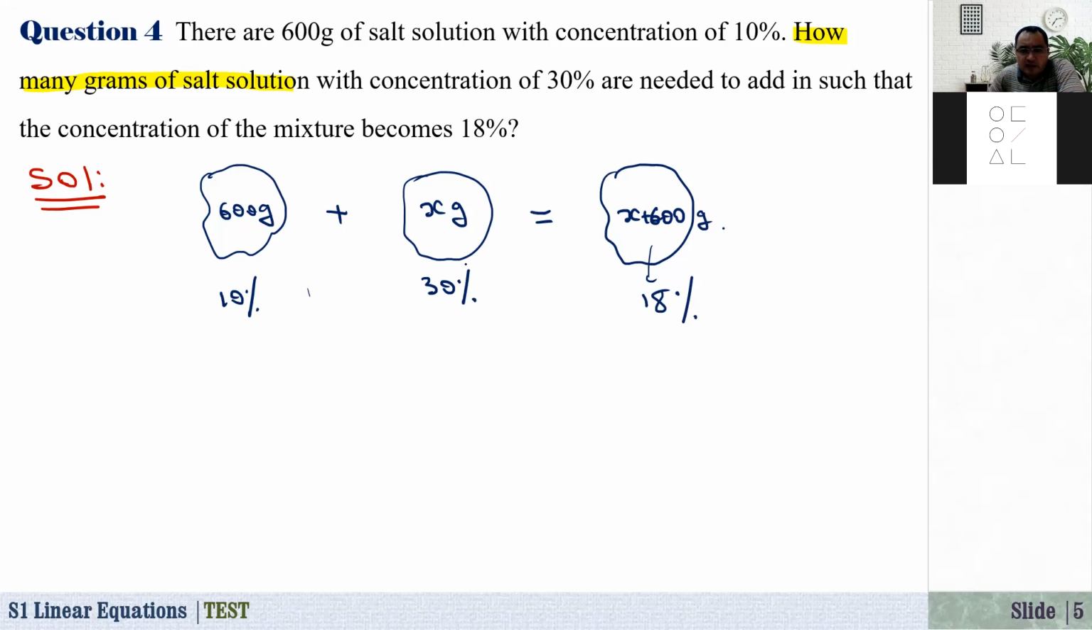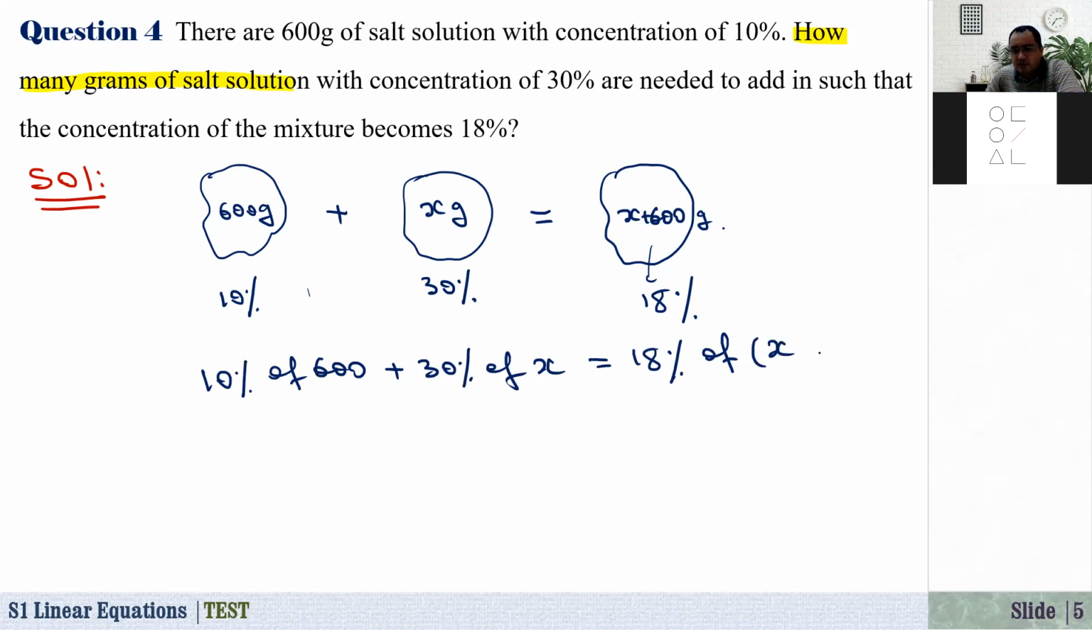Since the concentration here is 10%, that means we have 10% of 600 grams of salt. In the second solution, 30% of X is salt. Together, it exists in our mixture, and it forms 18% of our mixture, that is X plus 600. So now we have to solve this equation.